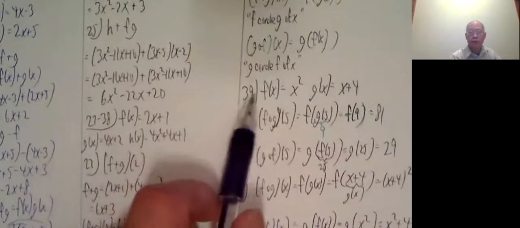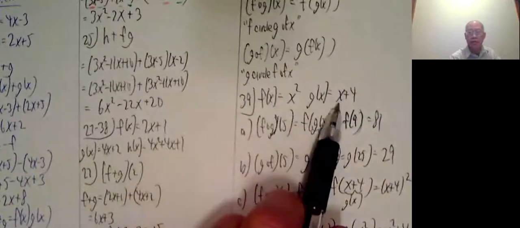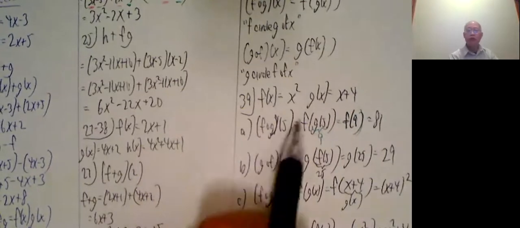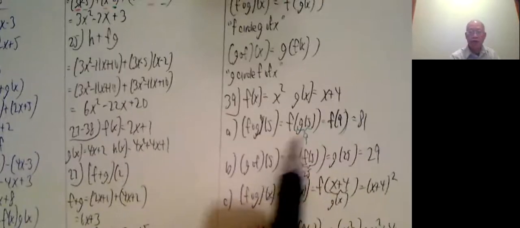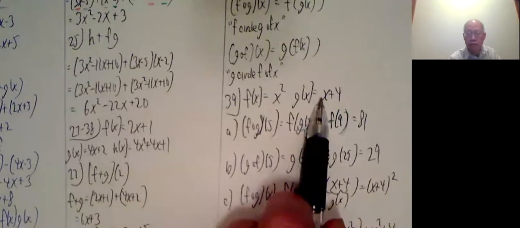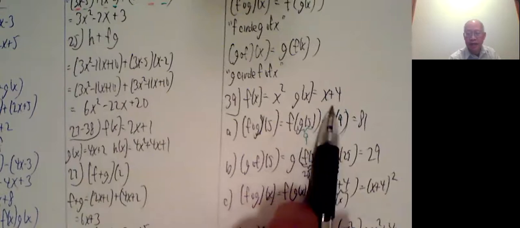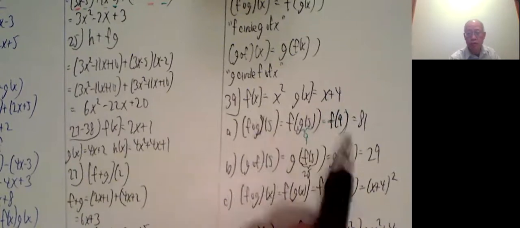Okay, so for 39, f of x equals x squared. g of x is x plus 4. They're asking for f circle g of 5. That means f of g of 5. So first I plug in 5 to the g function. 5 plus 4 is 9. And then I take that 9 and plug it into the f function. 9 squared is 81.